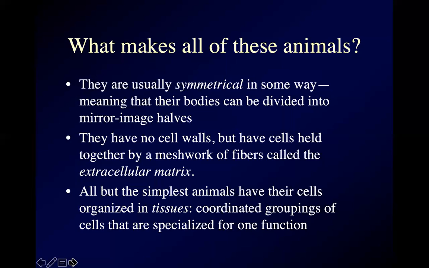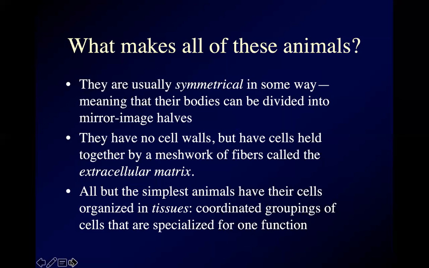No cell walls, which is a good thing, because if you had cell walls, you would be as rigid as a tree. What locks your cells together is a meshwork of flexible fibers that we call the extracellular matrix. And I'll show you what that looks like in the next slide.